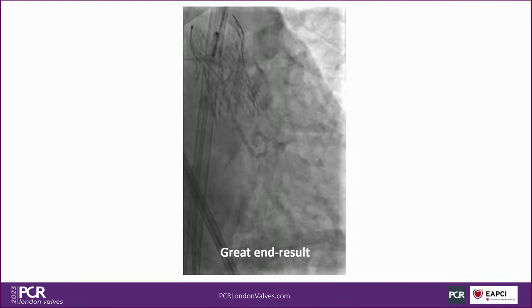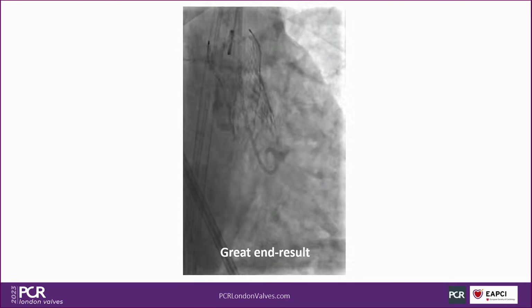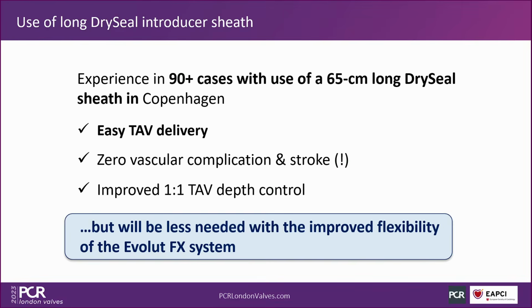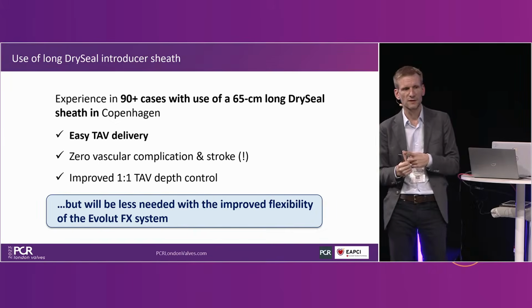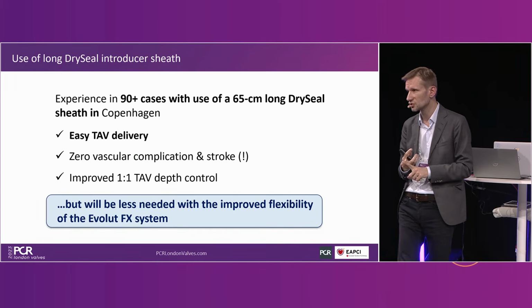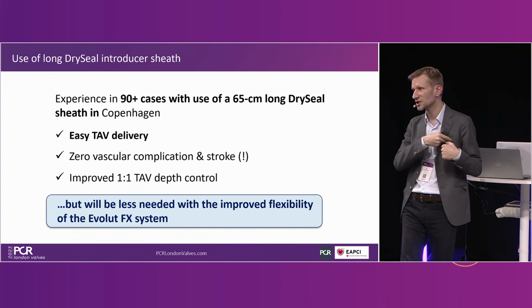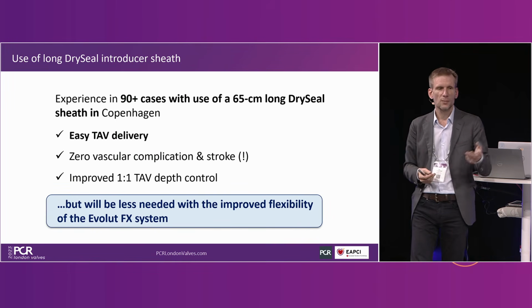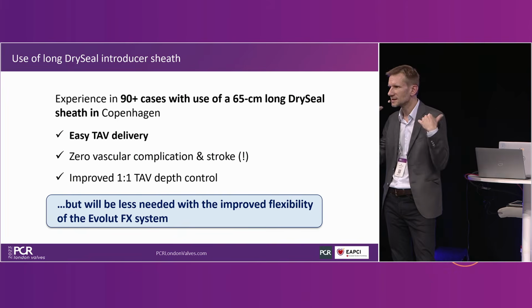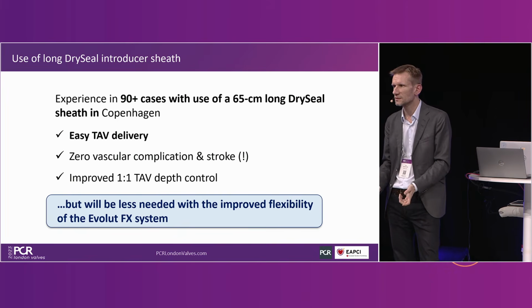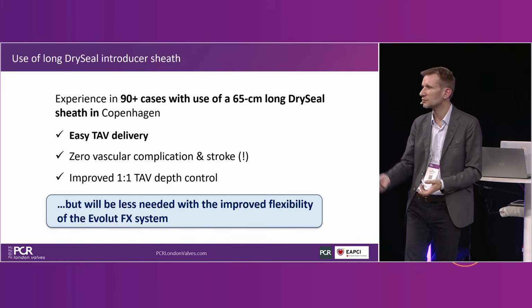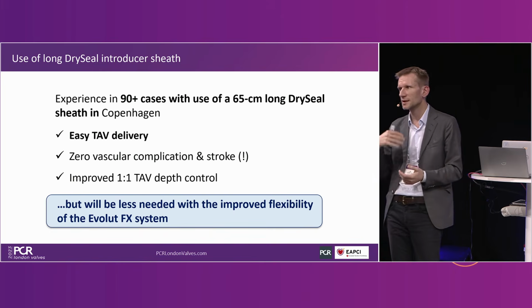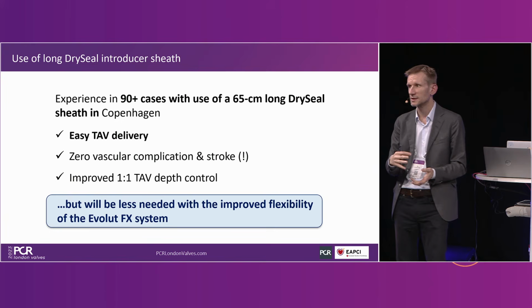This was all with Evolut R and Evolut Pro and Pro Plus. So, and then we do the implants. So we did now 90 plus of these cases with a long dry seal with Evolut. It was easy TAVI delivery, 0 vascular complications and 0 strokes, and that was cases with like shaggy aortas and all that. Improved one-to-one depth implant control. But I think now, I didn't use it in this case because I really wanted to test the FX system, but I think maybe in the future I maybe still do it because I like it that much. And I think even it reduced my stroke rate in these challenging cases.